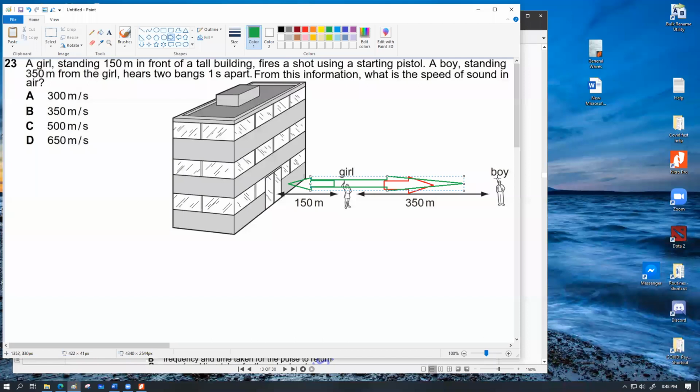Is everyone okay so far? Yes sir. So this essentially means that the reflected sound covers 300 meters of extra distance compared to the direct sound. To cover that extra 300 meters of distance, the required time is 1 second. So how much is the speed of sound? 300 meters per second.